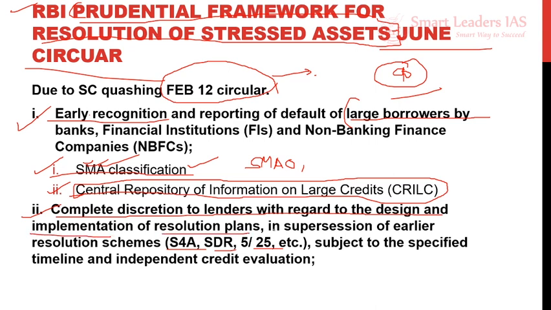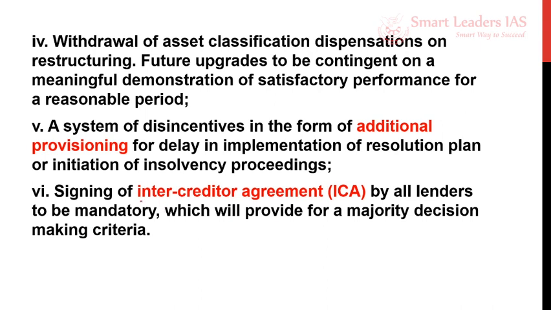But the question comes: the Supreme Court has taken away the February circular, which said that there is not going to be any restructuring scheme. Is the restructuring scheme going to make a comeback? The RBI said no. We are not going to again revive the existing schemes. All the schemes that have been rendered invalid by the February 12 circular will remain so. But you have a discretion. Without using S4A, SDR, 5/25, you can use any resolution plan that you are comfortable with. And most importantly, it gave importance to something called the inter-creditor agreement, where many of the creditors will come together, form a platform, and agree on what is the best resolution plan. Understand, the inter-creditor agreement or other resolution plans are before going to the IBC.